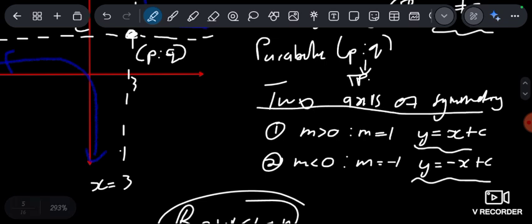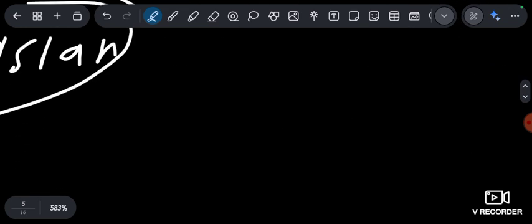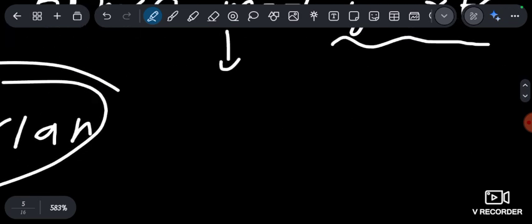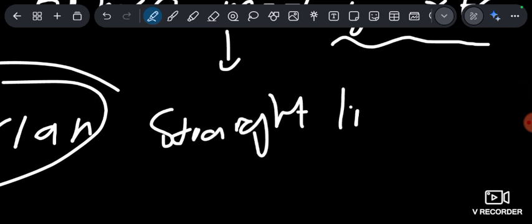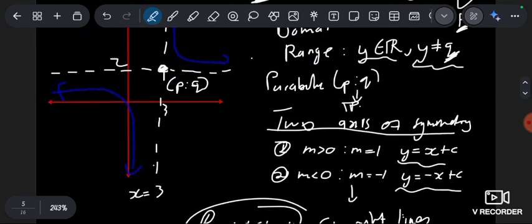Axis of symmetry, the two axes of symmetry, you must always know they are all straight lines, because as you see, they are all straight lines. That's what you must know. So you must know those axes of symmetry.